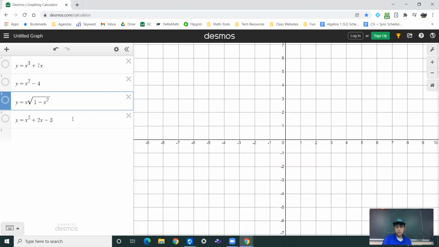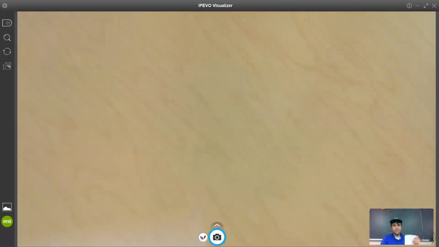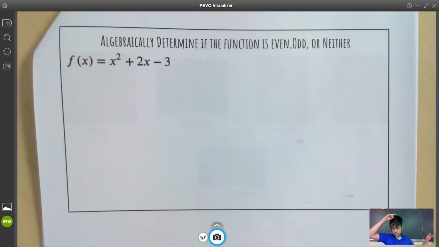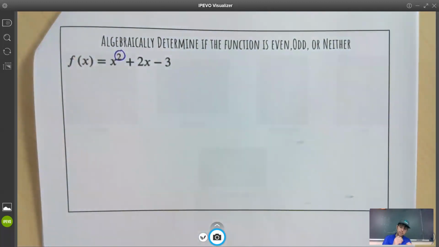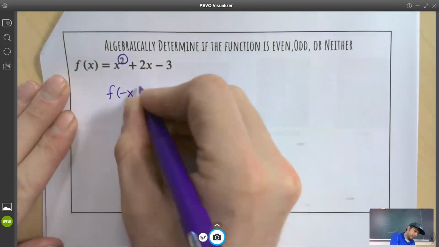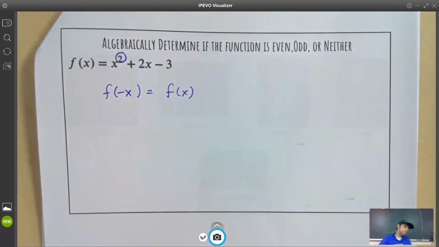Alrighty, and we're going to do the last one. You may guess what it is based on what I have loaded in Desmos, but that's all right. Let's go ahead and take a look at our final example, determining whether we have an even or odd function, or neither. Again, remember, neither is an option. Polynomial function again. So the exponent here should lead us to know that we should test even, see if this is even. So remember, even is f of negative x equals f of x.